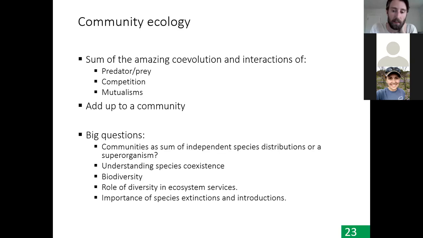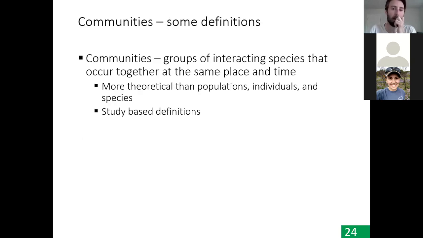All right. And finally, importance of species extinctions and introductions. So that's another big community ecology area of study, understanding what causes species to go extinct and what happens when non-native species are introduced to an area.